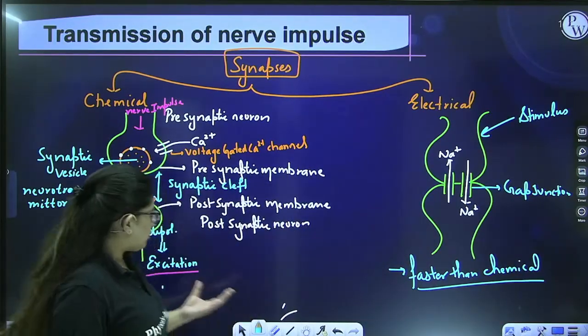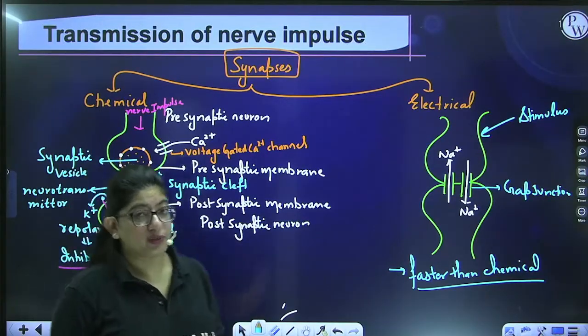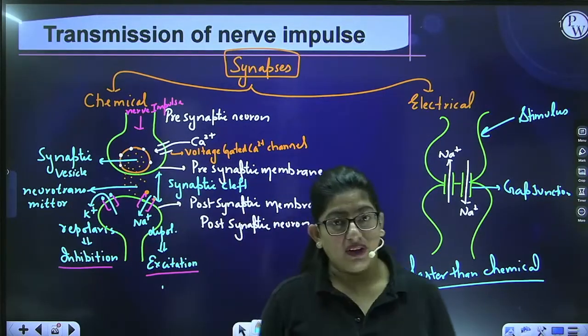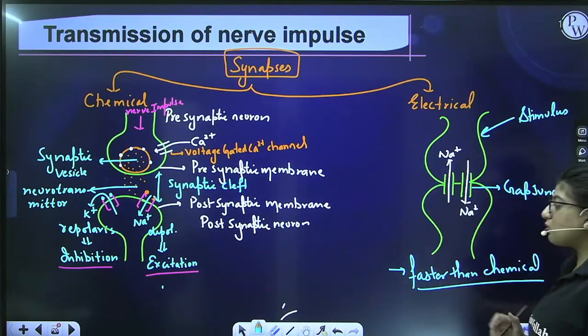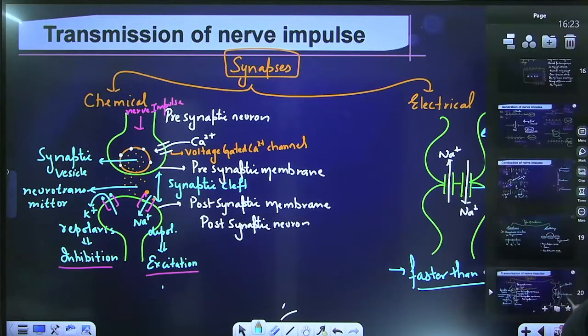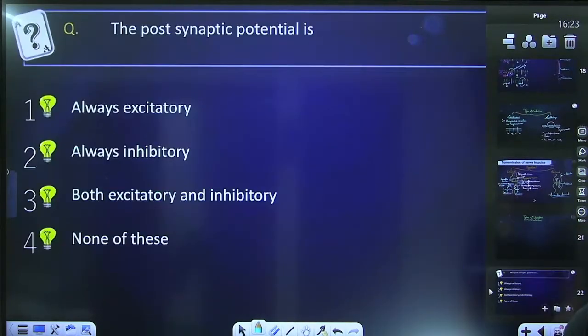They can generate two types of responses according to the use of the neurotransmitter. So it's kind of a better one. Fine. But the faster ones are the electrical synapses. So that's all about the synapses, guys. Let's move further and solve this question.